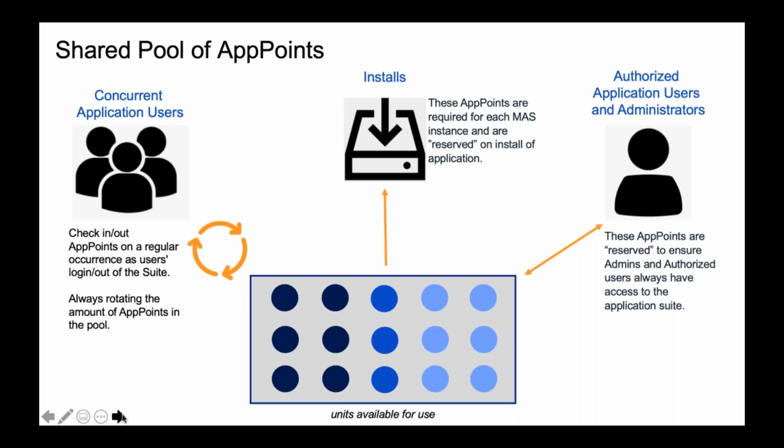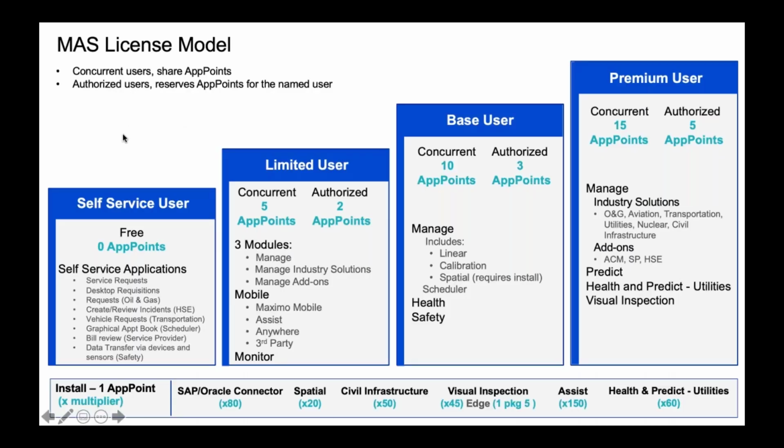So how does that get divvied up within the application suite model? Our model has slightly changed as well. Let's start with our premium user. The concurrent user is 15 app points when they log in or log out. Authorized is 5 app points. Under a premium user, you have access to all of our industry solutions, all of our add-ons, Predict, Health and Predict utilities, and visual inspections.